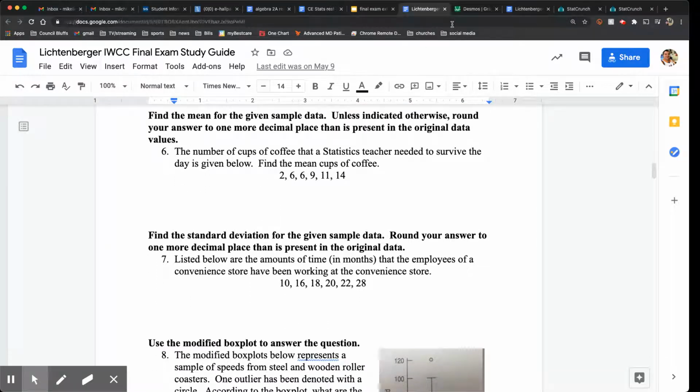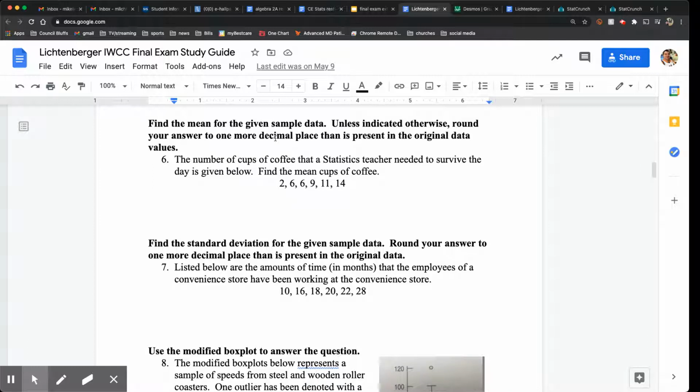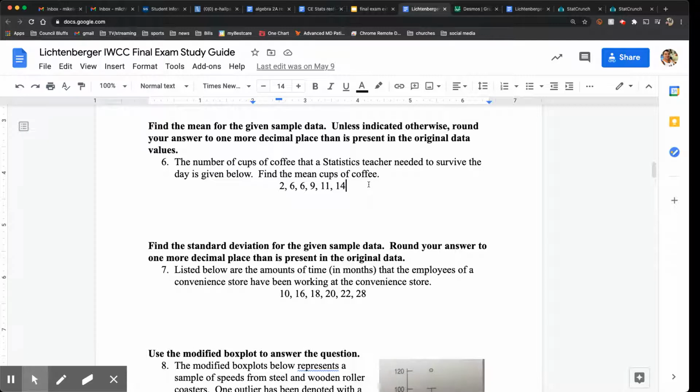Okay. Number 6. Find the mean for the given sample data. Unless indicated otherwise, round your answer to 1 more decimal place than is present in the original data values. So in this case, all of these data values are to the nearest whole number, which means when we do our answer, we'll round it to the nearest 10th, 1 decimal place. So the number of cups of coffee that a statistics teacher needed to survive the day is given below. Find the mean cups of coffee.